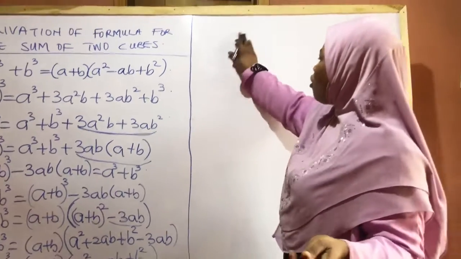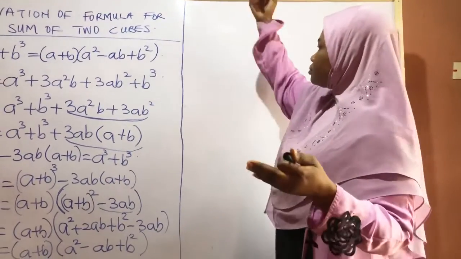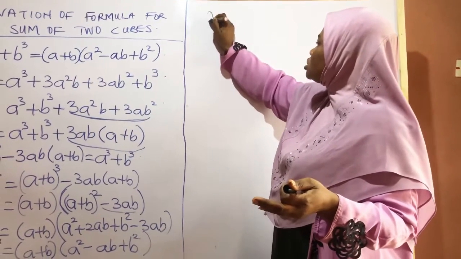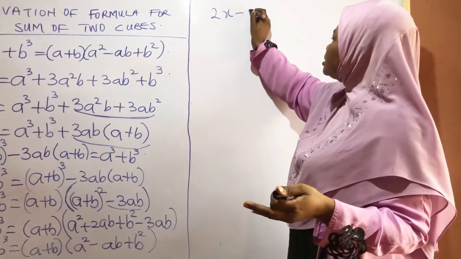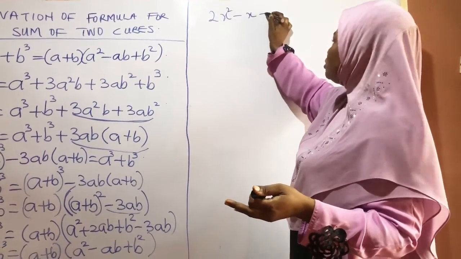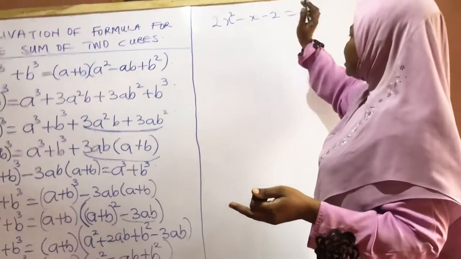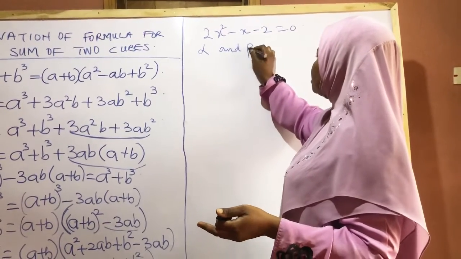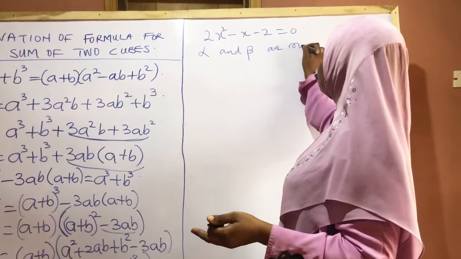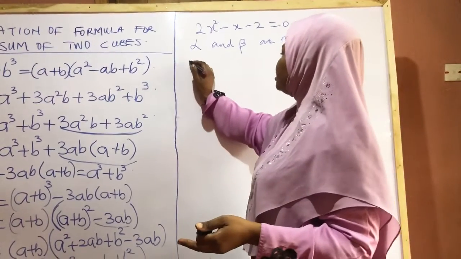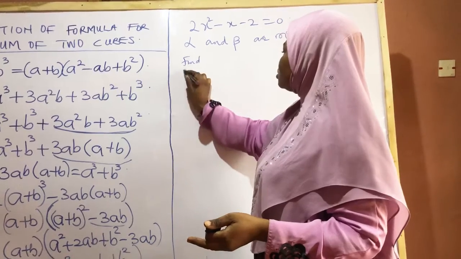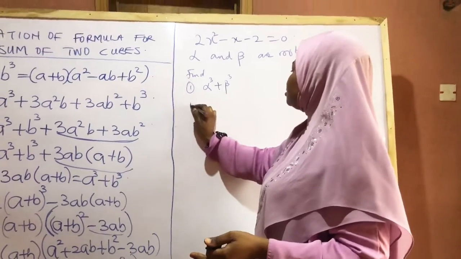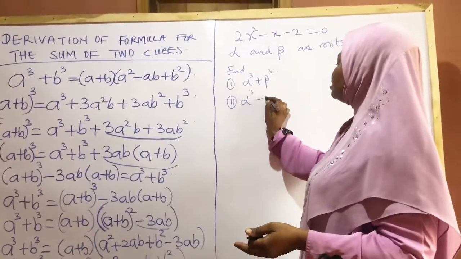So for some quadratic equation, you may be asked that if you have quadratic equation 2x squared minus x minus 2 is equal to 0, then you are given alpha and beta as your roots. They are the roots. So you may be asked to find: 1, alpha cubed plus beta cubed. Then 2, alpha cubed minus beta cubed.